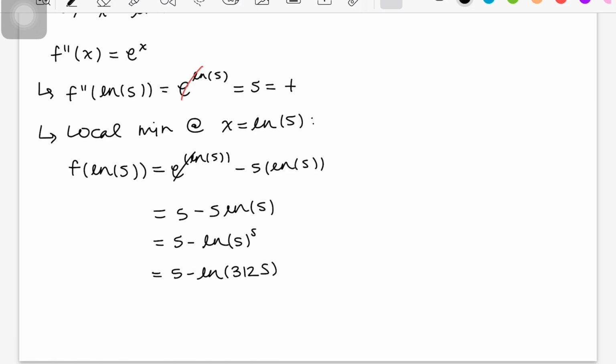this here. And this is roughly negative 3.047. So this tells us we have a local minimum at the point this here.